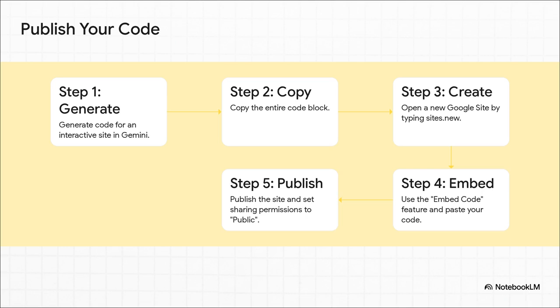So once Gemini gives you the code, you just copy it all. Now, here's the first pro tip within the tip. Just type sites.new right into your browser. Boom, you've got a new website. From there, you just use the embed code feature, paste your code in, hit publish, and this is the really important part, make sure you set the sharing to public. And just like that, the website your AI built is live for everyone to see.